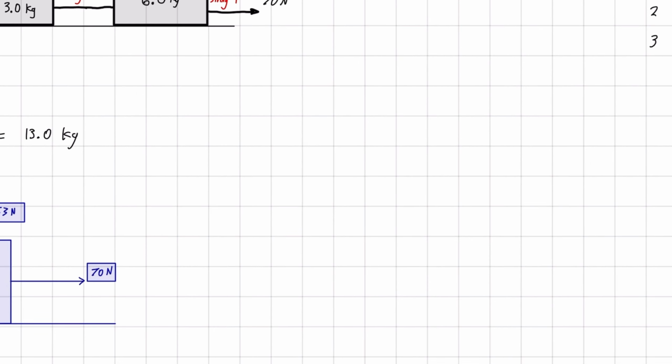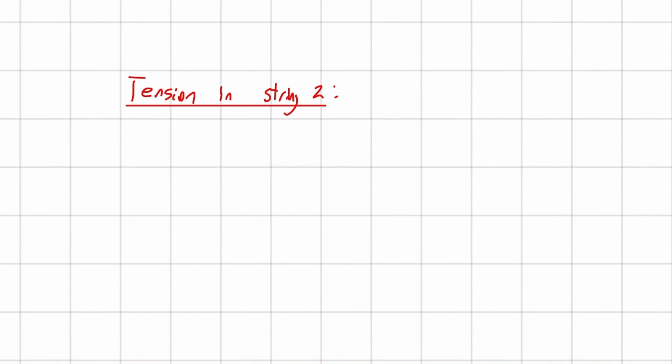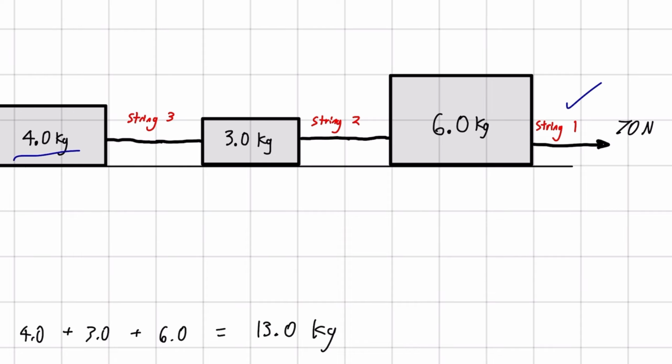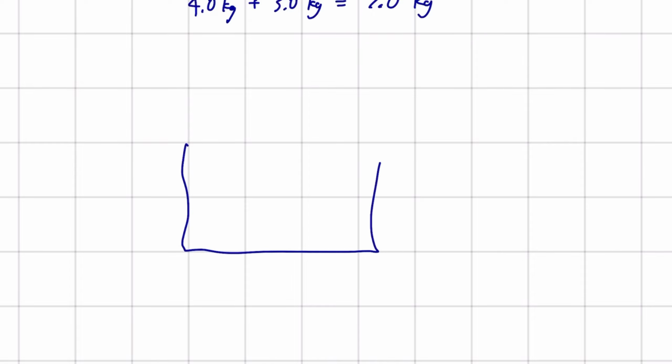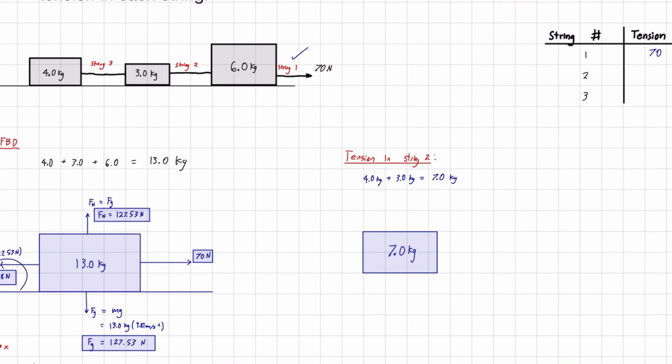So let's look at that. So here we're going to be finding the tension in string 2. So let's find the tension in string 2, and remember we need to add up our masses, 4 kilograms and 3 kilograms. So 4.0 kilograms plus 3.0 kilograms is equal to 7.0 kilograms. And I'm going to draw this unit here, 7.0 kilograms. And that is these two together.